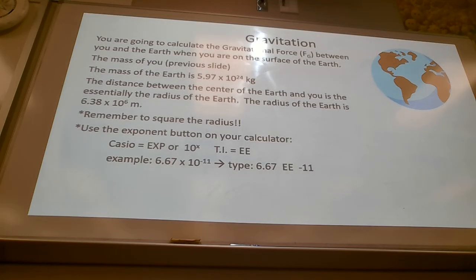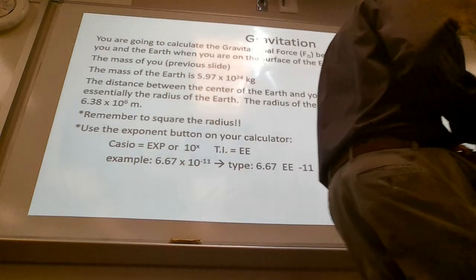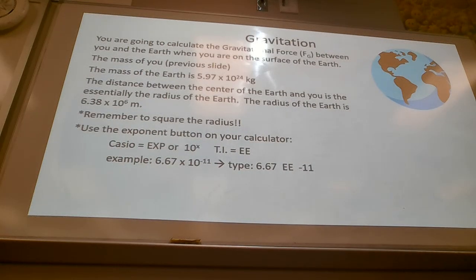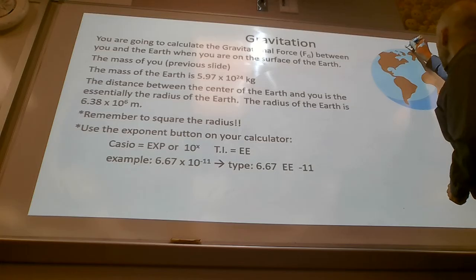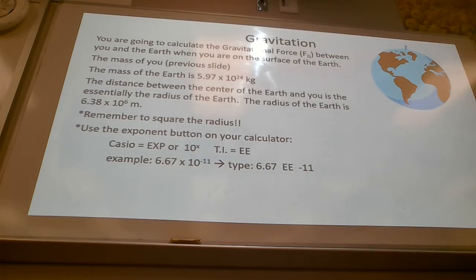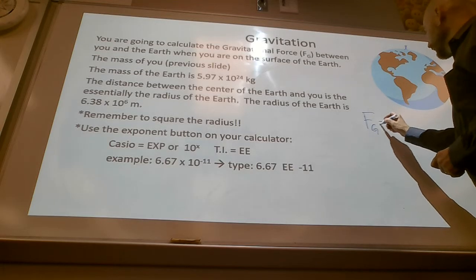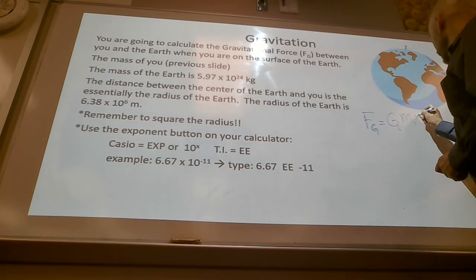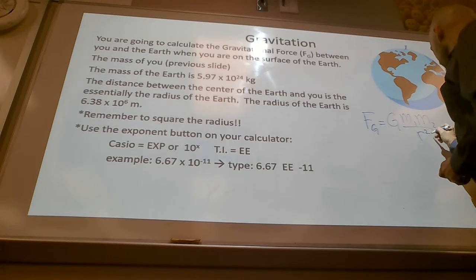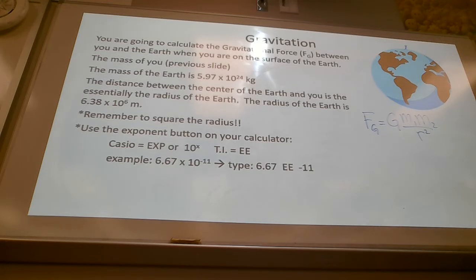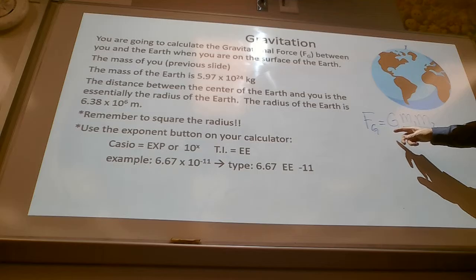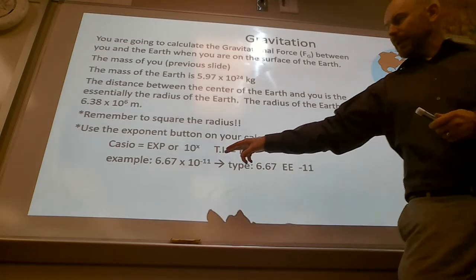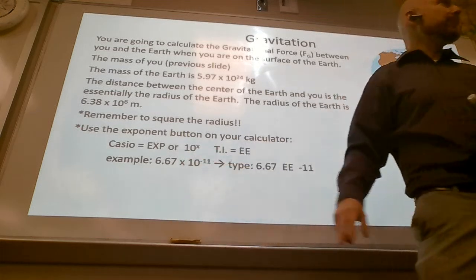Here we go. We are going to find a gravitational force between you and the Earth. So here's you, that's a big U, and the Earth. We're going to be using Newton's gravitational force equation. G is 6.67 times 10 to the negative 11th. That's an always. I'll give that to you.